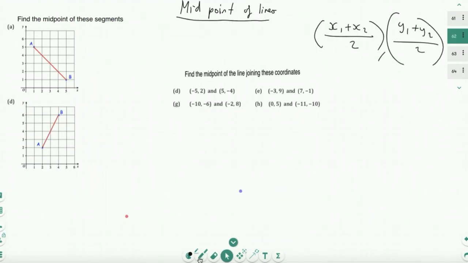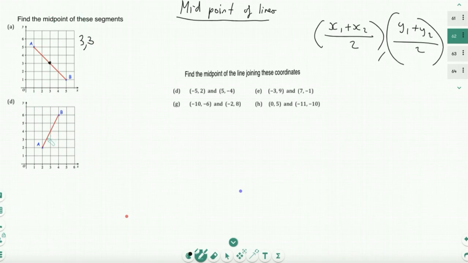Okay, gang, next section, which is called the midpoint of lines. I think this is actually a fairly straightforward concept. Let's get started. Find the midpoint of these segments. A segment's basically a line. So we have a line from A to B. We have to find the midpoint. This one, it's pretty obvious. We go along. This looks like it's the midpoint. So the midpoint's 3, 3.